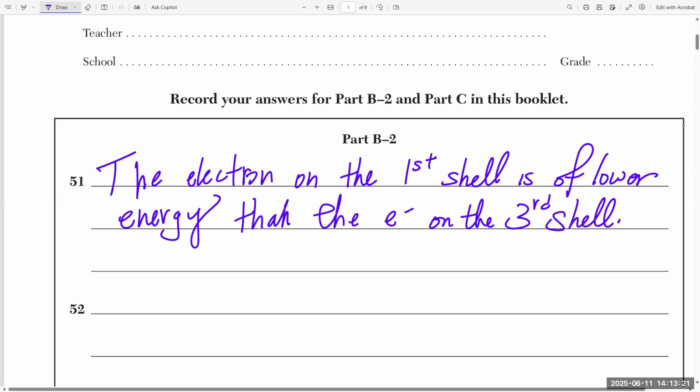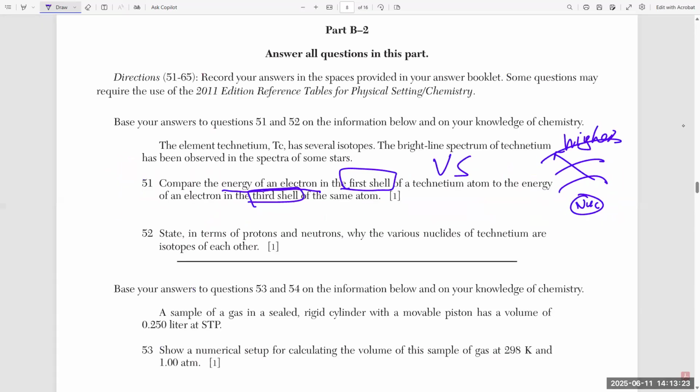Okay. All right, let's go to 52. State in terms of protons and neutrons why the various nuclides of technetium are isotopes of each other. So you understand this has absolutely nothing to do with technetium, and it also has nothing to do with bright line spectra. And I know a student might ask about bright line spectra.